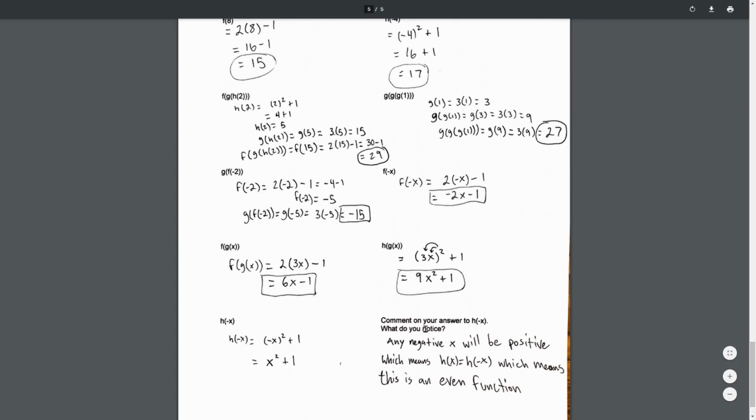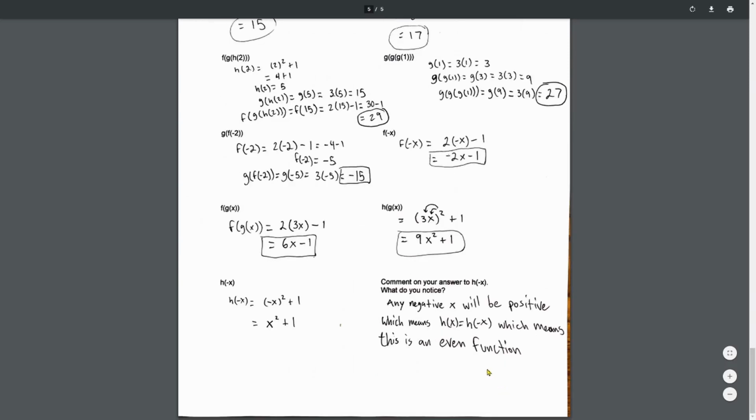What do you notice? Well, if we put in a positive x here and we put in a negative x here, they're always going to equal each other. So any negative x will be positive, which means that h of x will always equal h of negative x, which means that this is an even function. Now you should know by now what an even function is.